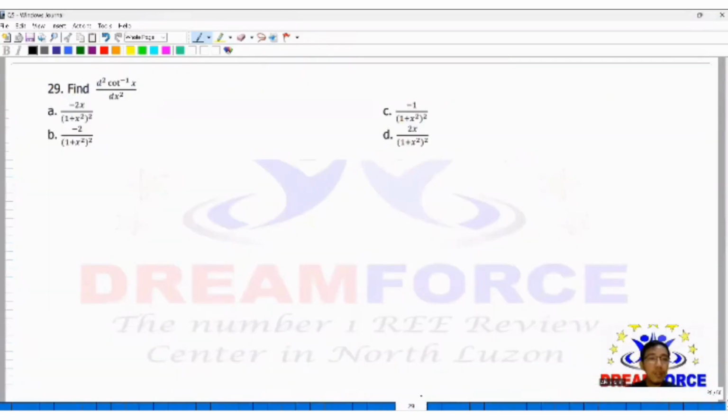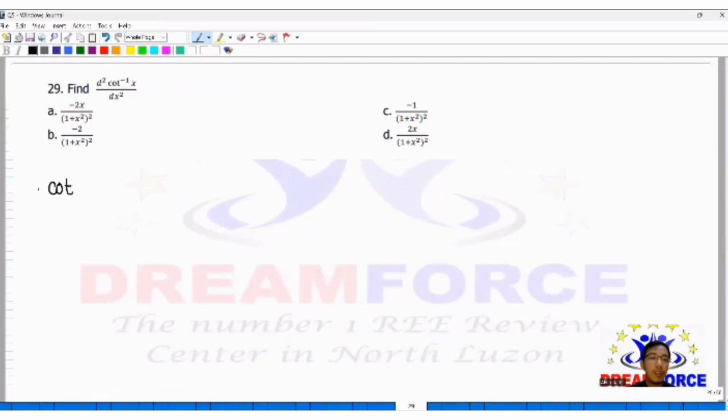Find the second derivative of the inverse cotangent of x with respect to x. Okay, so eto, sa calculator kasi, yes, pwede mo gamitin with shortcut or caltech, pero walang inverse cotangent kasi sa calculator. Yun lang ang problema. Okay, so ang gawin na lang siguro natin, inverse tangent lang ang meron.